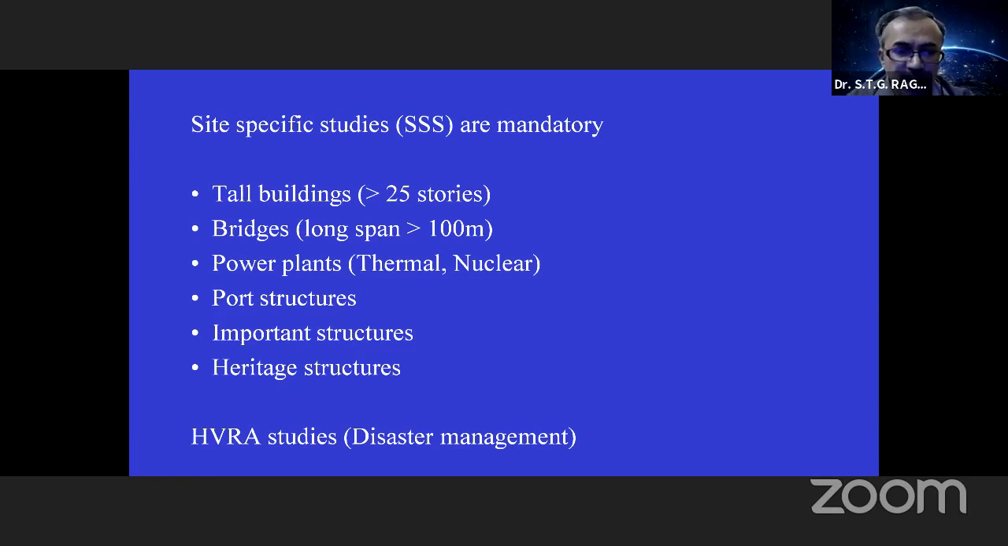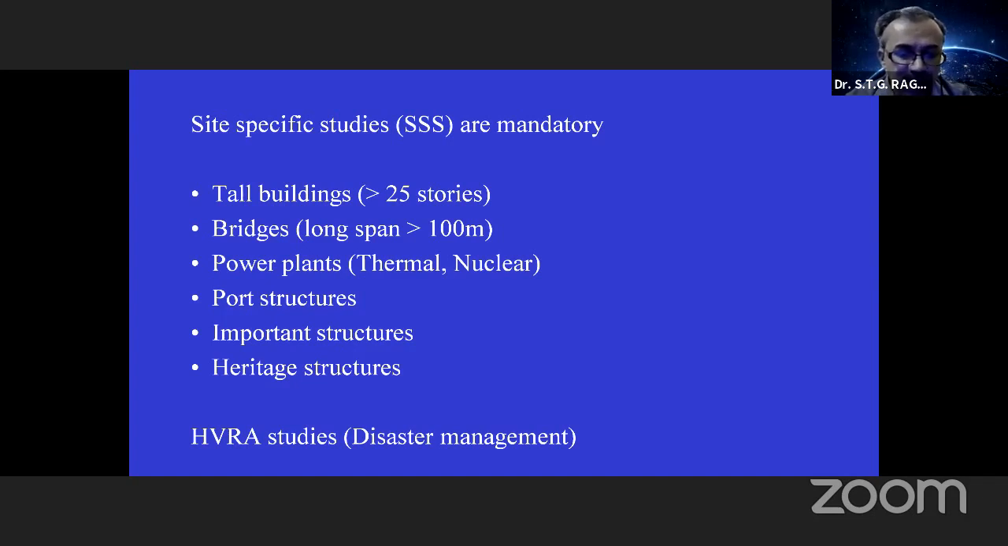If you're building a bridge with a span of more than 100 meters, or any power plant, say thermal or nuclear, you have to do the site-specific spectra. Then for port structures, important structures like hospitals, airports nowadays, and heritage structures also, the clients are asking to obtain the site-specific spectra. Here also, we can obtain the site-specific spectra from hazard approaches. But when you try to compare with our IS code, there are some issues in comparing these two.